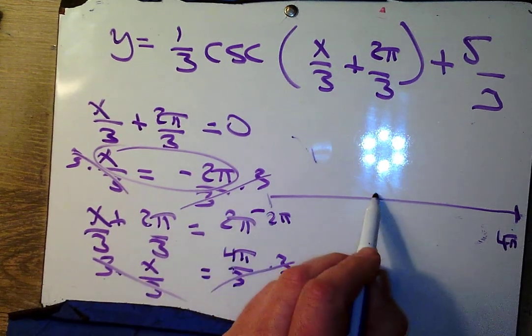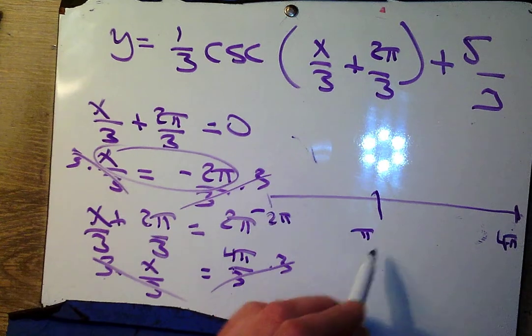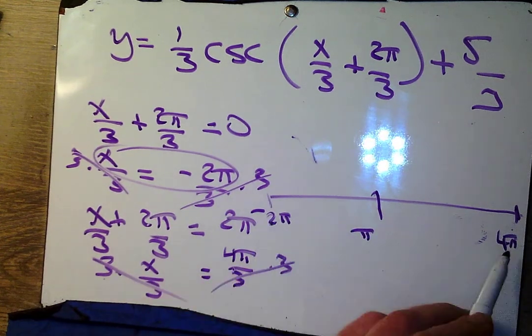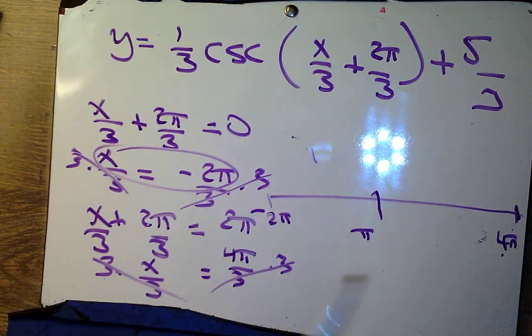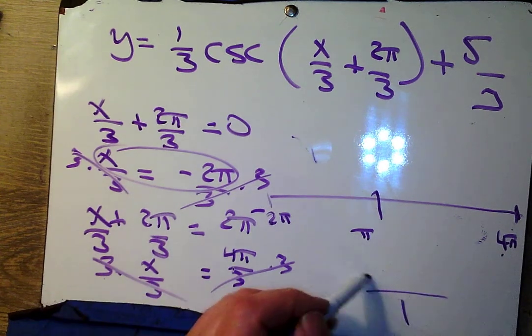And halfway in between, is that going to be 1 pi? Well, let's see. Minus 2 plus 4 is 2. 2, double the denominator, I can go 1 down there.